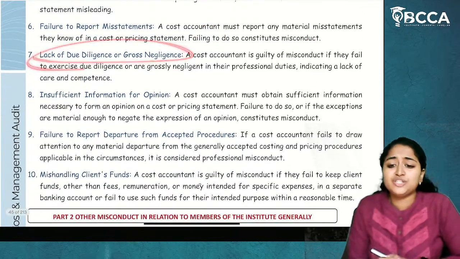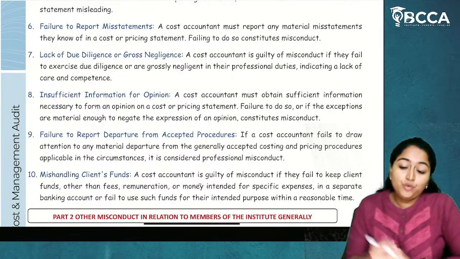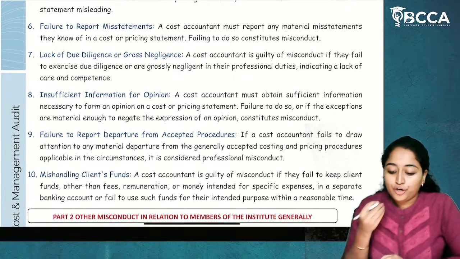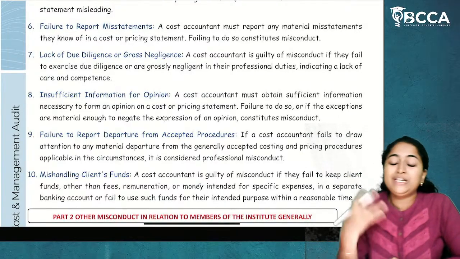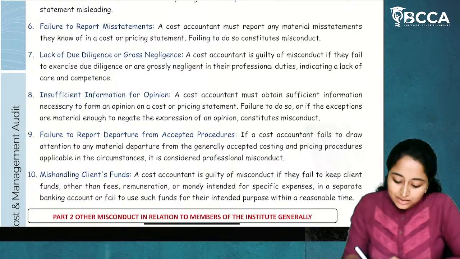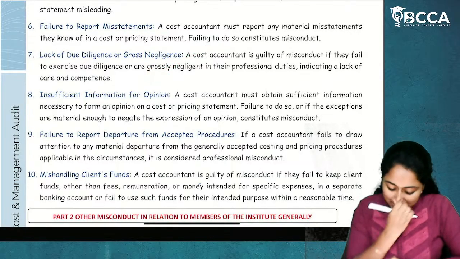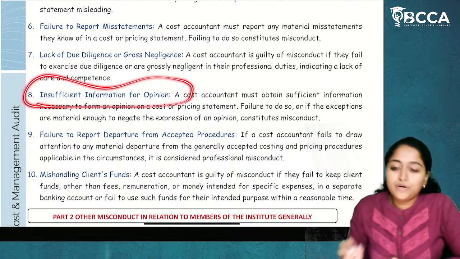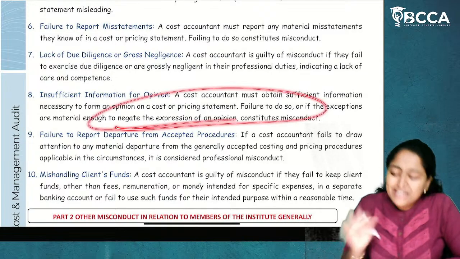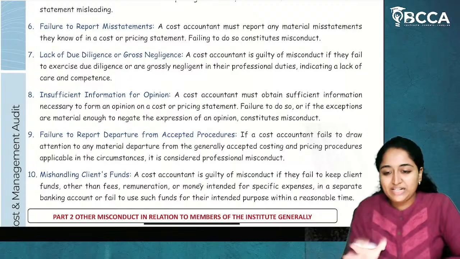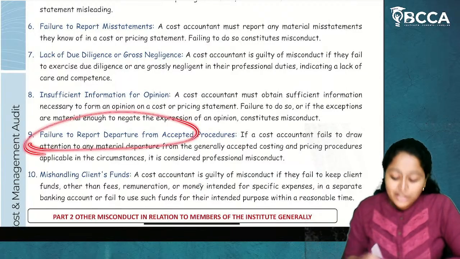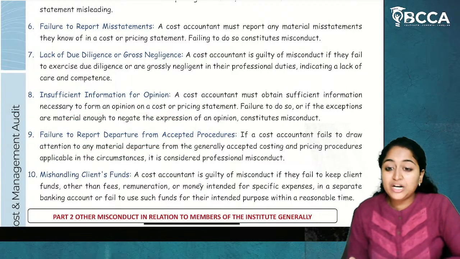Lack of due diligence or being grossly negligent. If you are being negligent in your work or not being duly diligent, which means you are not doing your work in full capacity, you are not giving 100%, then you are committing professional misconduct. Insufficient information for an opinion. If you have full information, then give an opinion. If you do not have verified data, do not give the opinion. Failure to report departure from the accepted procedures.